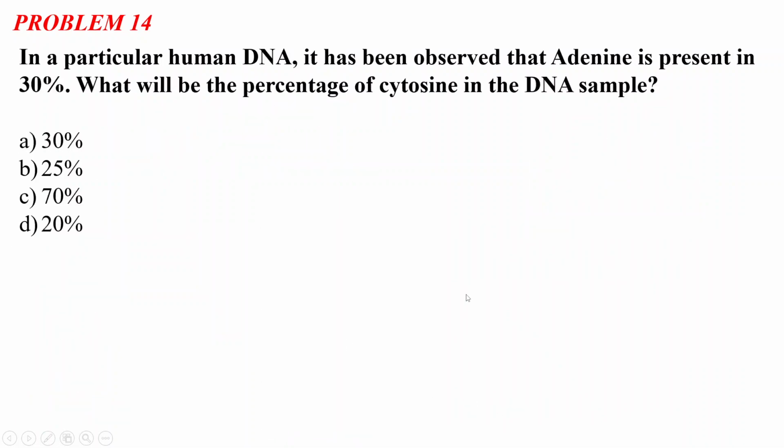So this was the question. In a particular human DNA, it has been observed that adenine is present in 30%. So what will be the percentage of cytosine in the DNA sample? The options are A 30%, option B 25%, option C 70%, and option D 20%. You have to find out the percentage of the cytosine in the DNA sample.